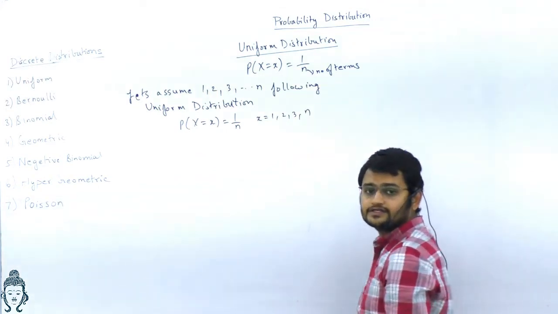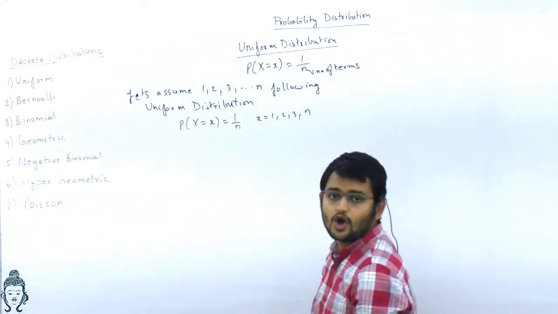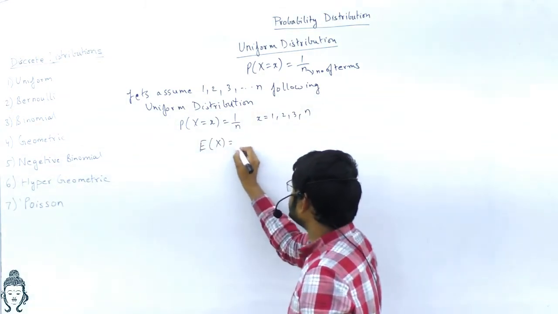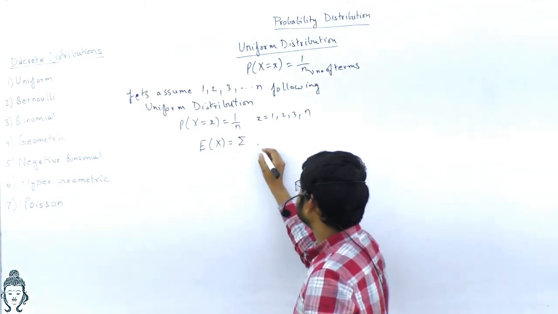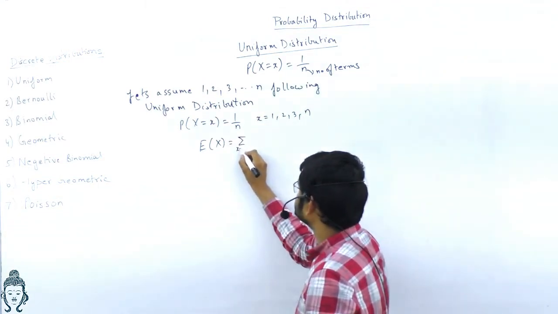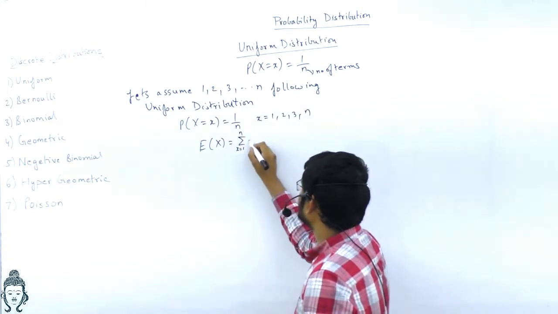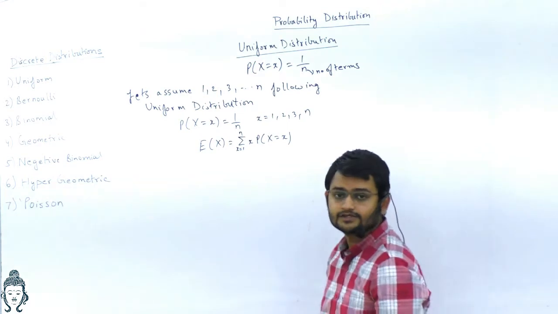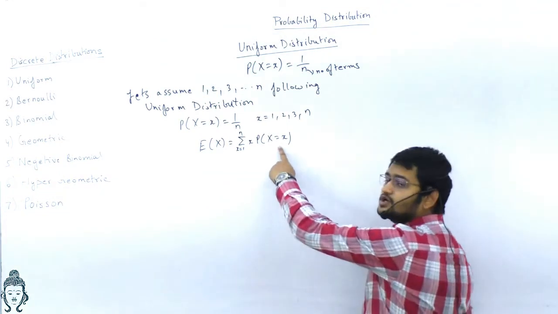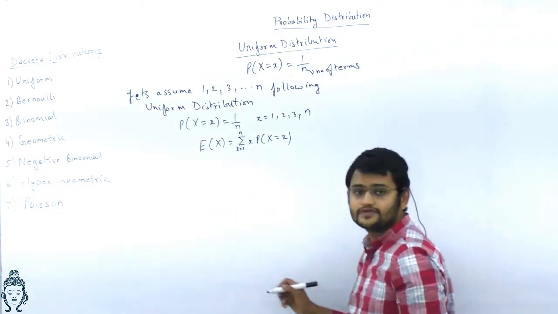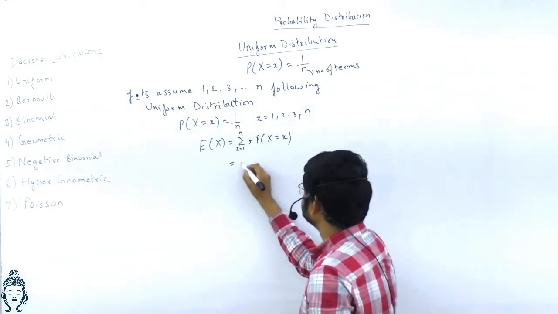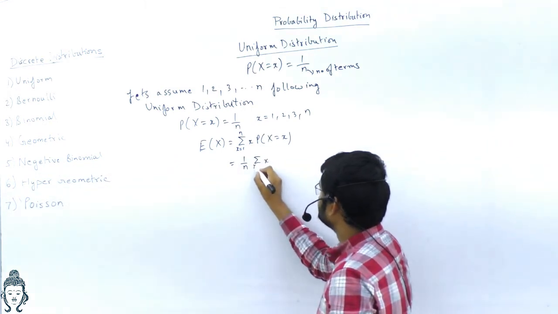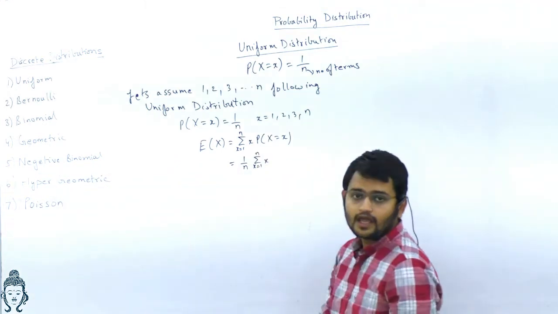Now what kind of analysis can we do? We can find the mean or the expected value. So the expected value of x will be nothing but the summation over all values of x, that means x from 1 to n, of x into the probability that the variable is equal to x. Now the probability is just a constant 1 by n, so I can take it out of the summation. So this becomes 1 by n times the summation of x, where x goes from 1 to n.